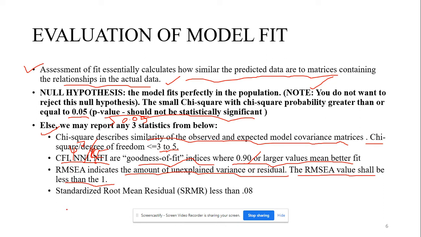And then SRMR, the standardized root mean residual, should be less than 0.08. So normally we will report any three. Normally we will look at one of these, let's say CFI, and then we'll report RMSEA. Some people, beyond three, will also go and report the fourth, the SRMR ratio, in their report.